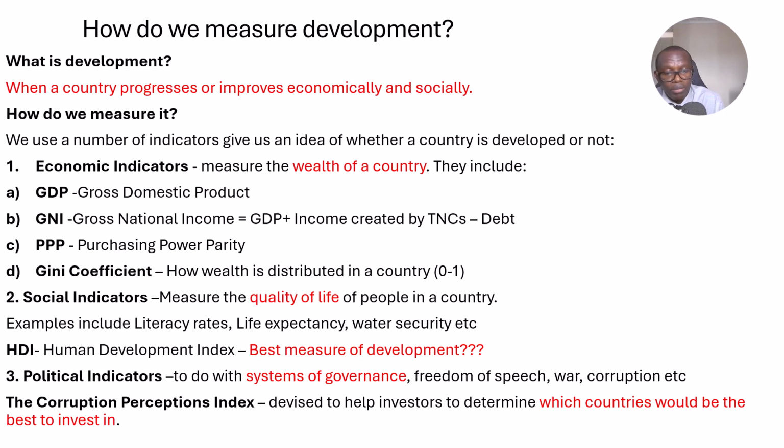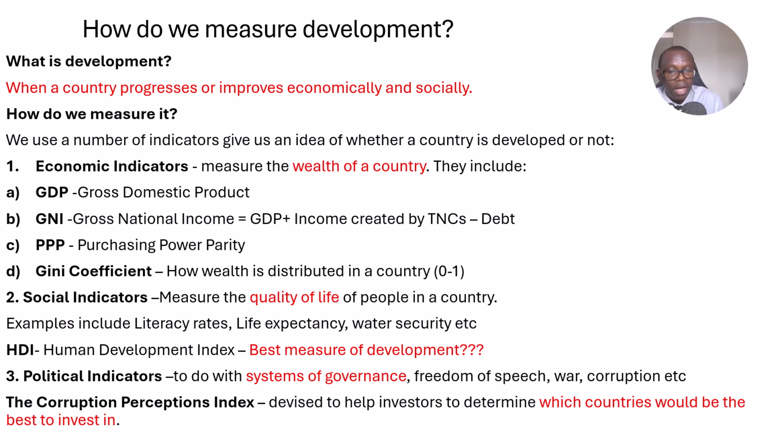Now, one of the main ones that are used under this category is the HDI, and that is the Human Development Index. And the Human Development Index measures the income in that country, the life expectancy in that country, and the literacy rates in the country. Now, some people say that this is the best measure of development because it includes both social and human indicators, so income, literacy rates, and life expectancy.